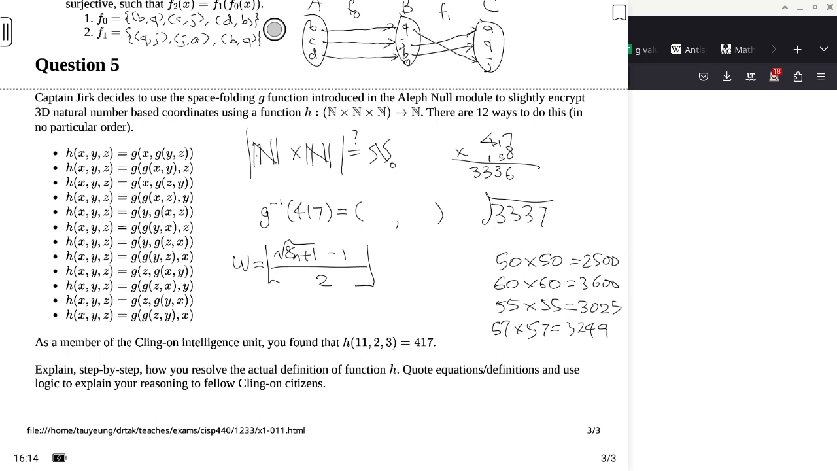Because we have to divide it by 2 and then take the floor, knowing it's between 57 and 58 is sufficient. So we take 57, we subtract 1 from it, because it's going to be 57 point something, so we get 56 point something, divided by 2, we have 28 point something, and then take the floor of that, we have 28. Okay, so W is 28.